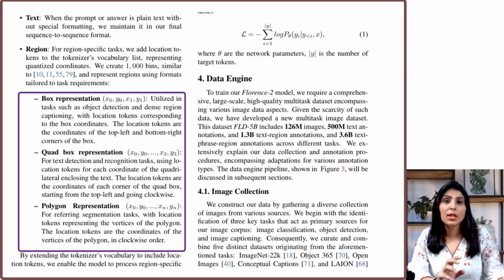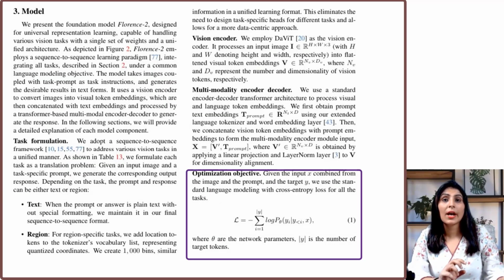So the Florence-2 model is trained using standard language modeling techniques like cross entropy loss. This ensures that the model learns to generate accurate and contextually relevant output based on the input image and the task prompts. So this is what the model section tells.